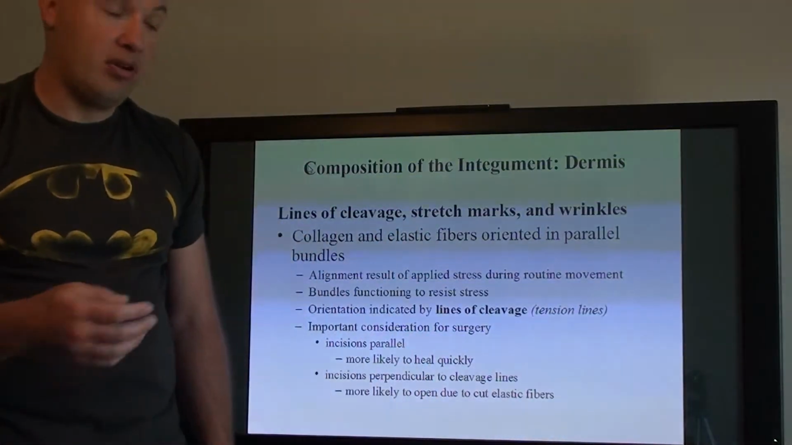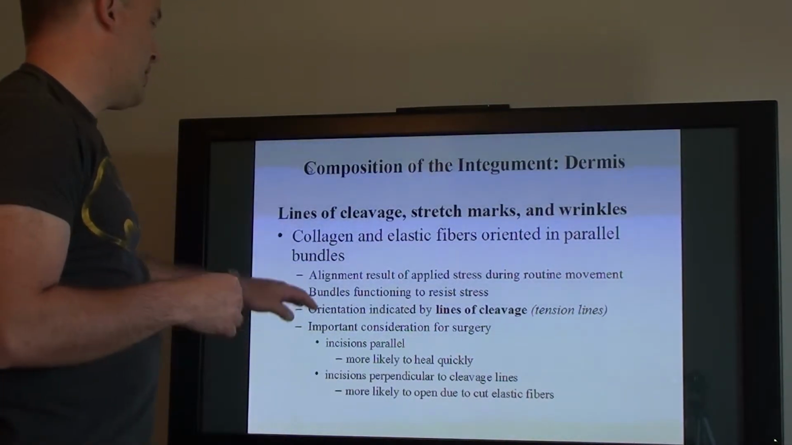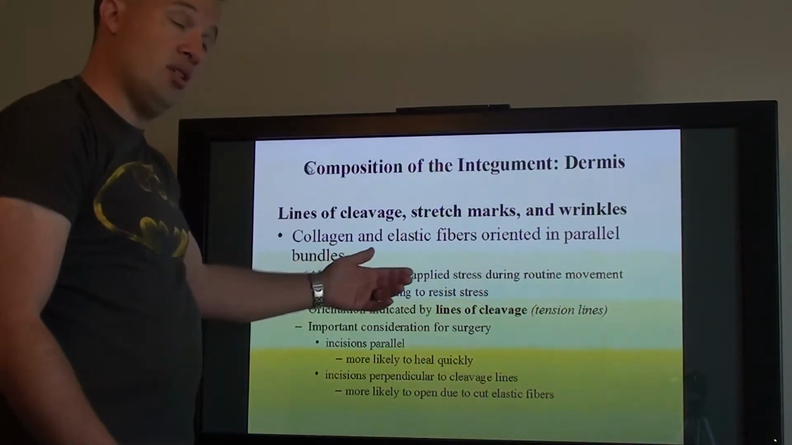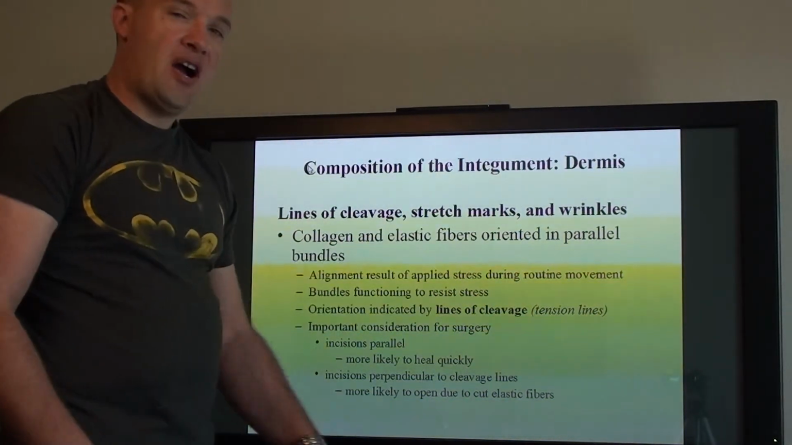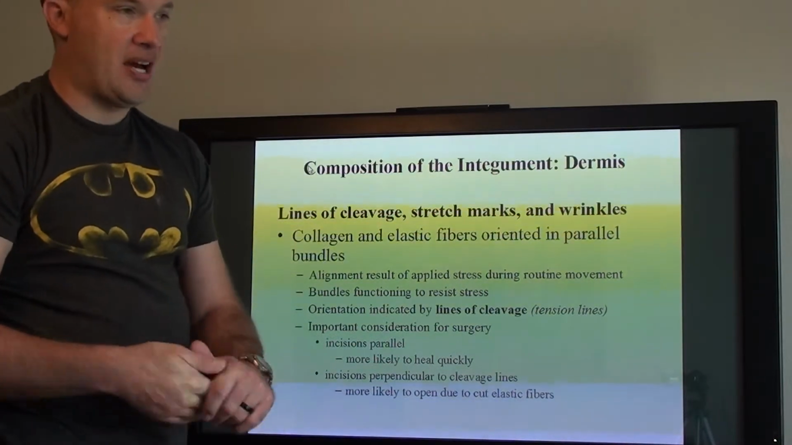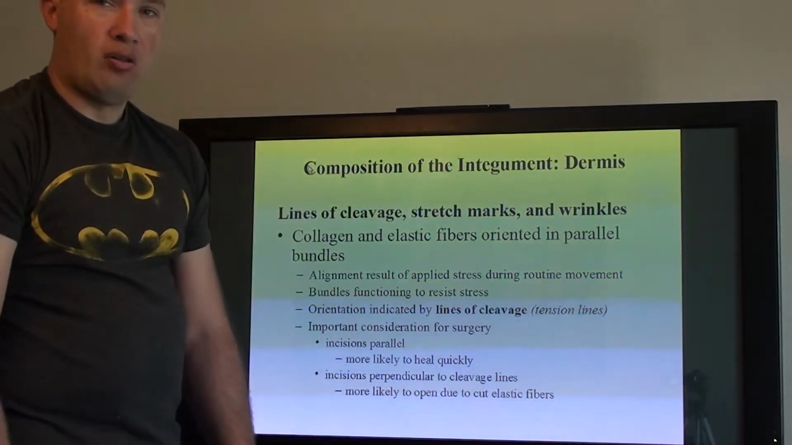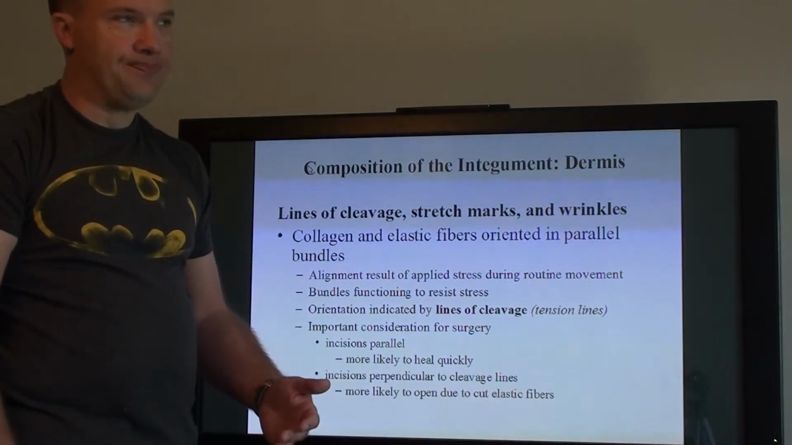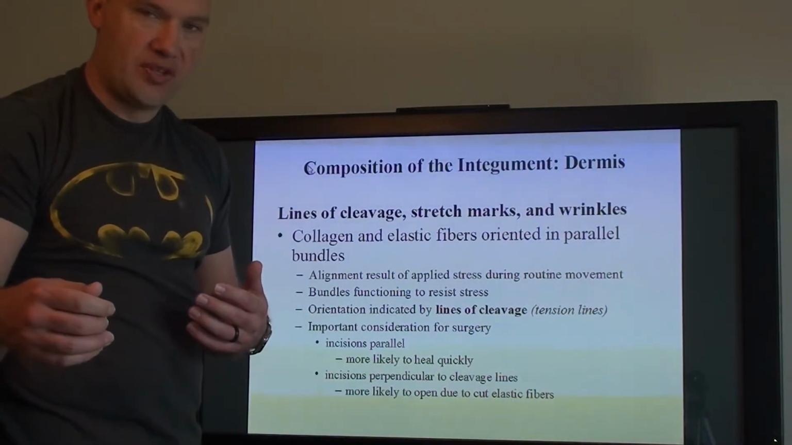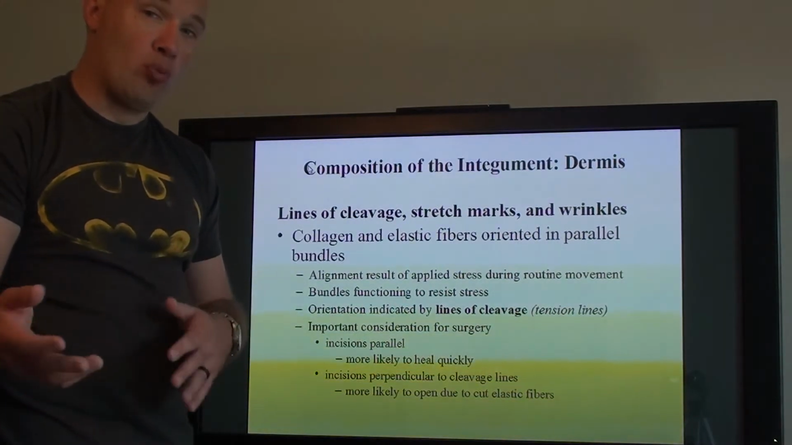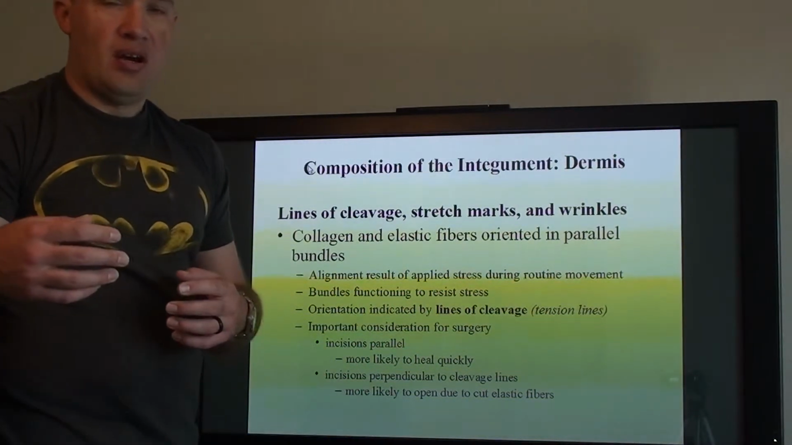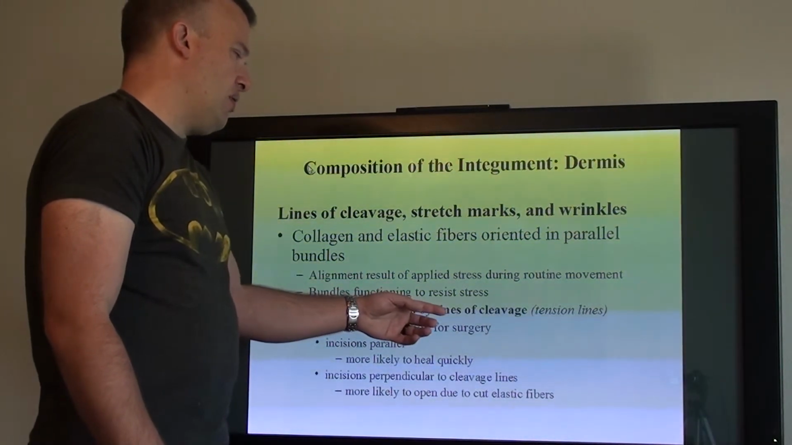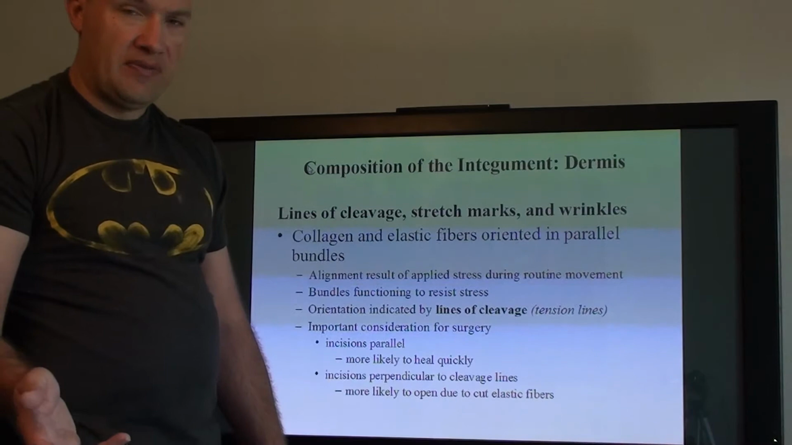Alright, lines of cleavage. Here's another big one. Again, the dermis has a lot of connective tissue in it, a lot of collagen and elastic fibers. These fibers basically run along in bundles, kind of like a bunch of pipes would run along together. They're aligned along basically what would be the stress lines in normal movement of the limbs, of the muscles. They're aligned in what are called lines of cleavage.